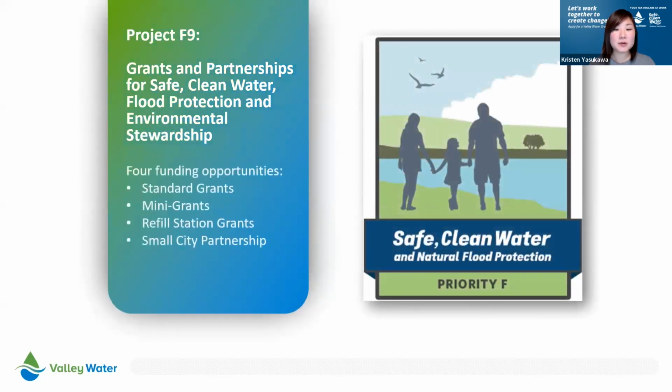All right, and so within priority F, there are 9 different projects. All of our grants and partnerships, again, are under project F9. So that's where you'll see that nomenclature that we use, calling our grants and partnerships F9. And so under F9, there are 4 different funding opportunities. We have our standard grants, which you'll learn about today. We have our mini grants, which are smaller $5,000 grants, and they're available on a rolling basis year round.